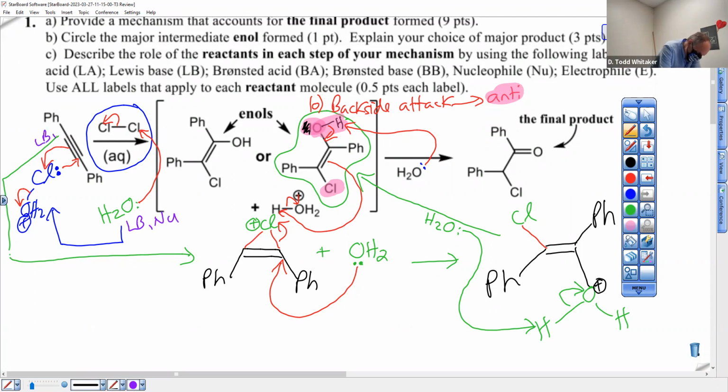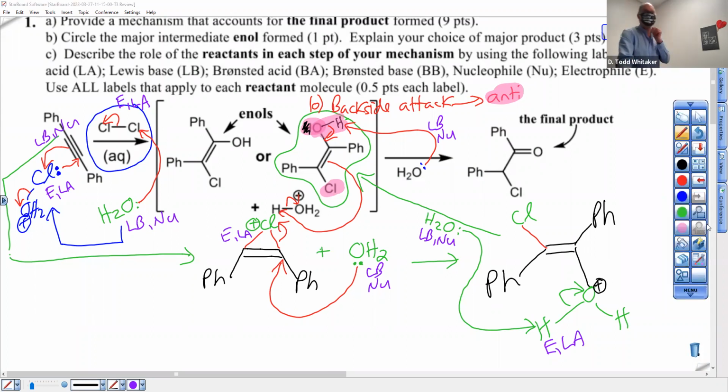Here's a Lubnu. Here's a Lubnu. Oops, doesn't go there. There's a Lubnu. And there's a Lubnu right here. And the things that Lubnus are attacking are always ELAs. Electrophiles are always Lewis acids.